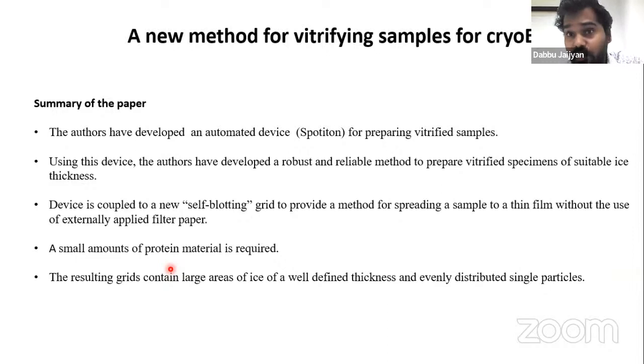So in 1 microgram, we can prepare at least 100 of the grids. The resulting grids from this automated method contain a large area of ice of well-defined thickness and evenly distributed single particles. So this is the main finding, that they have developed an automated device that can perform the vitrification of the samples, as well as transferring a grid from liquid ethane to the grid box in liquid nitrogen.